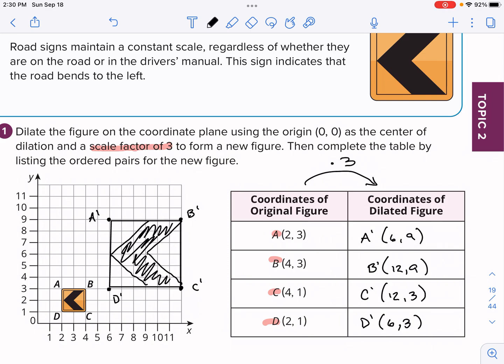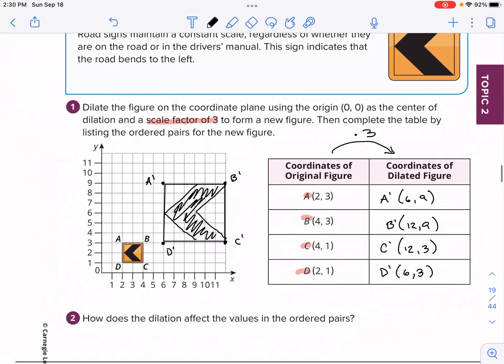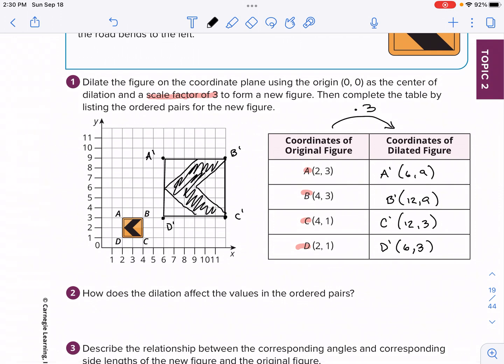All right, so number 2. How does the dilation affect the values of the coordinates? So we're going to say that the x and y coordinates, I'll just put COORD for coordinates, are all multiplied, I'll put MULT for multiplied, by the scale factor.